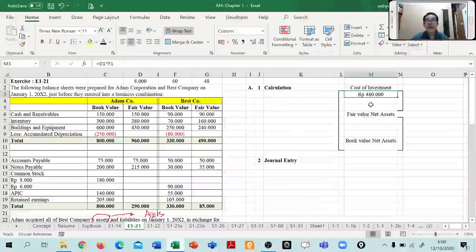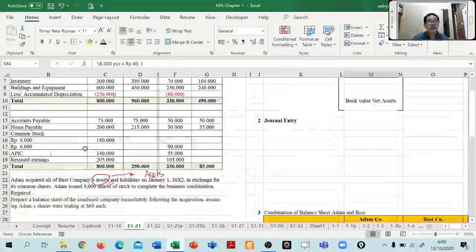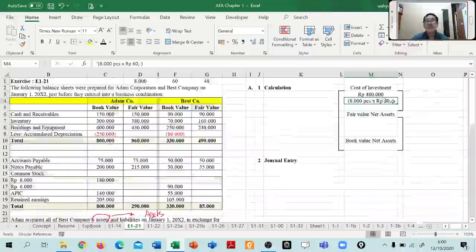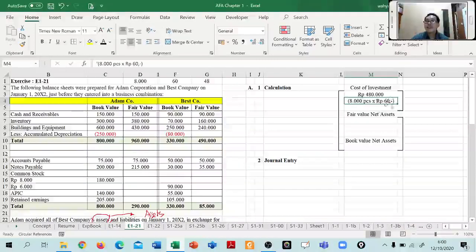480,000. How come this is? Because 480,000 comes from the data: 8,000 shares times 60. So we get 480,000. Yeah, 8,000 times 60. Okay, the next, fair value of net asset.